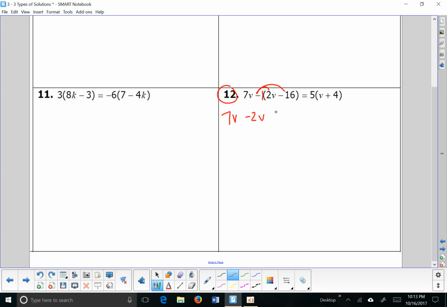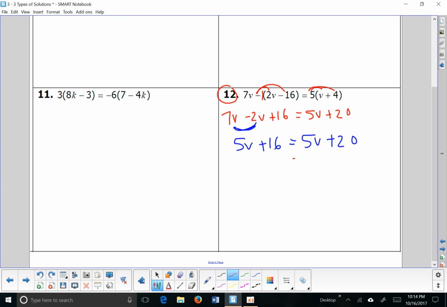Negative 1 times a minus 16 is a positive 16. Distribute on the right, distribute all the way. Look for a side that's longer than 2 terms. That's here. Combine if you can. 7v's take away 2v's, or 5v's. Over here I've got 5v plus 20. Now I'm noticing something right now. I've got 5v's on both sides, so those match, but my constants don't match.